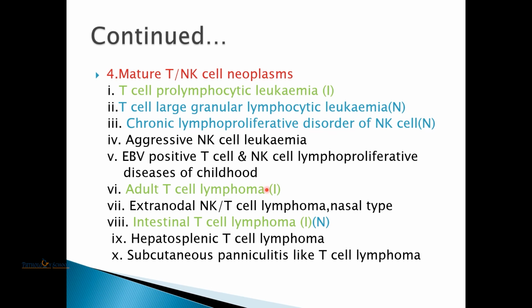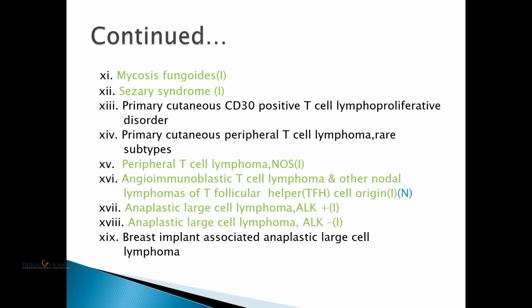Adult T cell lymphoma, intestinal T cell lymphoma. The new change is that now the newly found cases of intestinal T cell lymphoma are not associated with celiac diseases. Continuing with the mature T or NK cell lymphoma, the important ones are mycosis fungoides, Sézary syndrome, peripheral T cell lymphoma not otherwise specified, angioimmunoblastic T cell lymphoma and other nodal lymphoma of T follicular helper cell origin. The change is that there is a new subcategory of T follicular helper cell. Anaplastic large cell lymphoma ALK positive and anaplastic large cell lymphoma ALK negative.